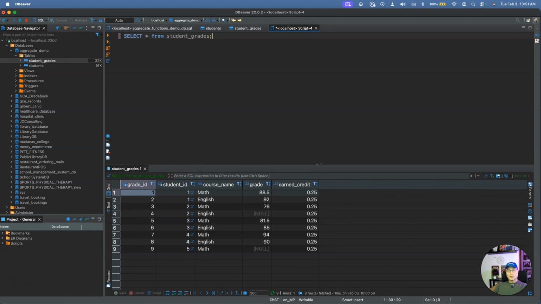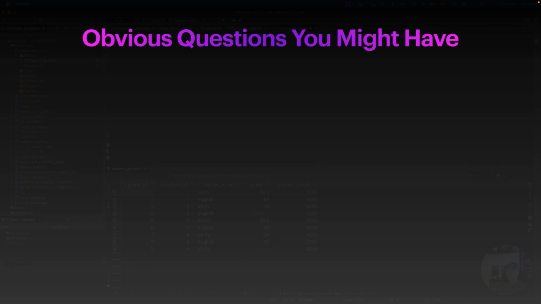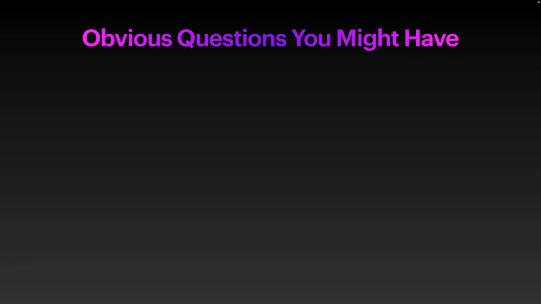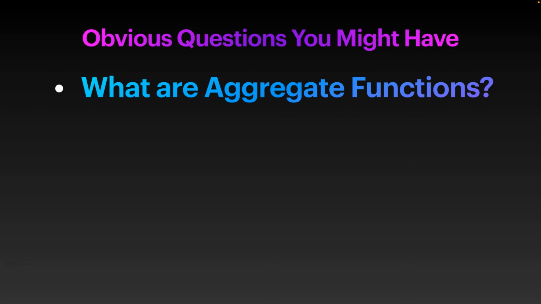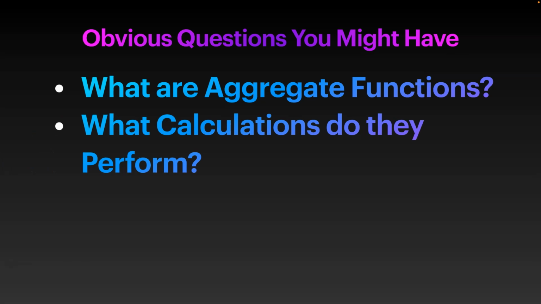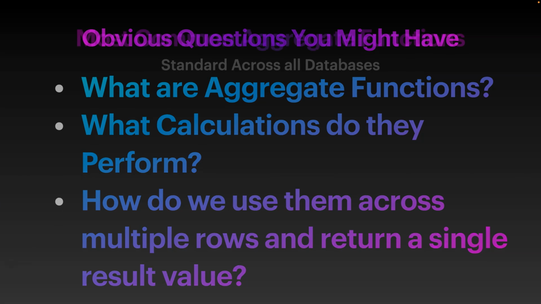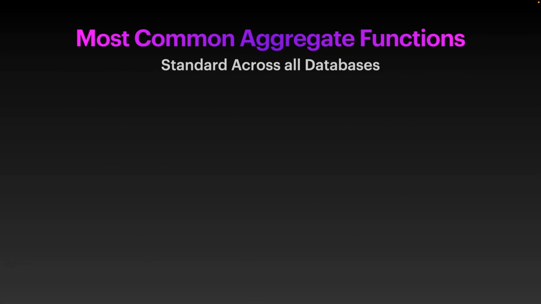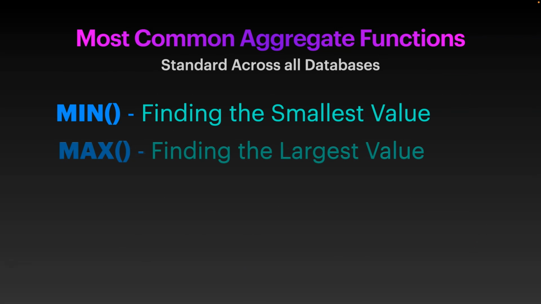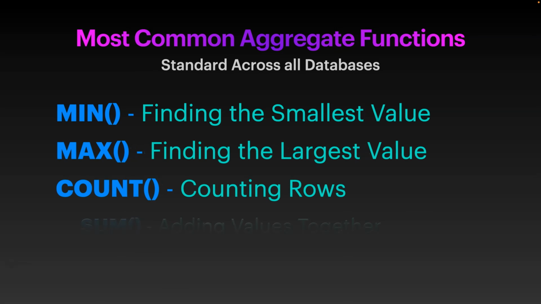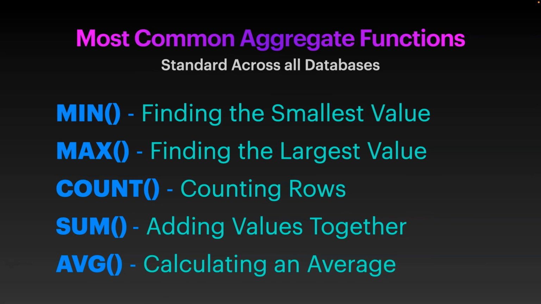Here we can see multiple rows per student and a few missing grades as well. Now, let's start summarizing this data. So the obvious questions you might ask are, what are aggregate functions? What calculations do they perform, and how do we use them across multiple rows and return a single result value? The most common aggregate functions that are standard across all databases include the min, the max, the count, the sum, and the average.